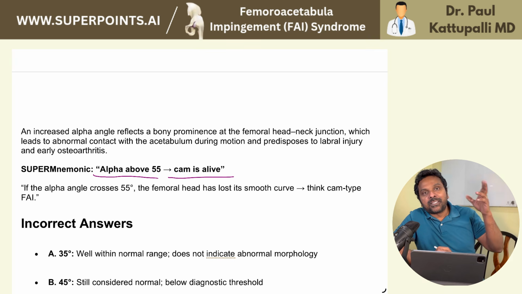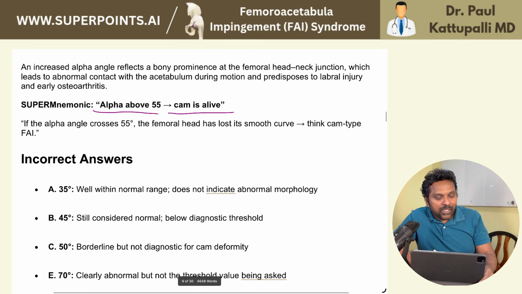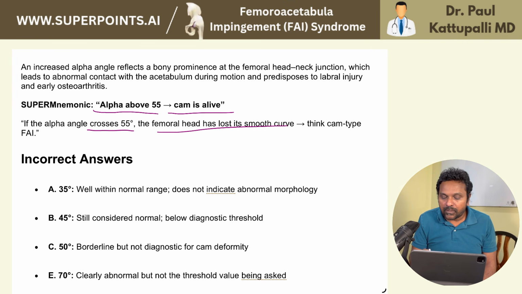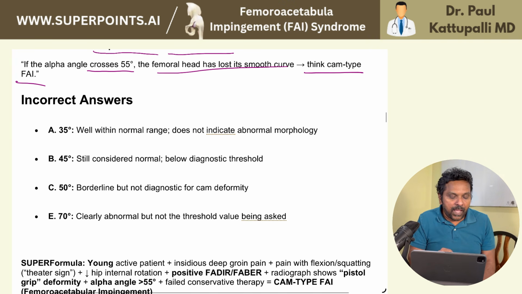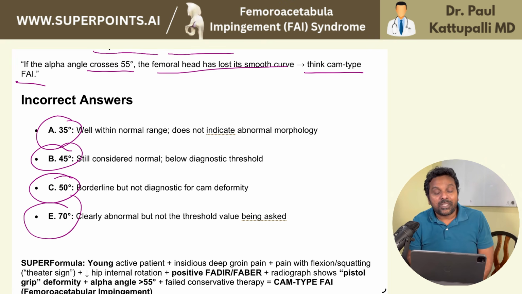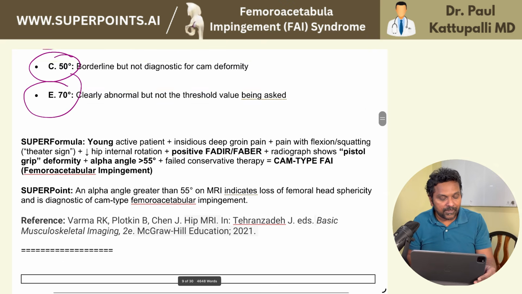So if there is any suggestion that alpha is above 55, you can pick that answer. It is CAM FAI. If the alpha angle crosses 55, the femoral head has lost its smooth curve. Think CAM type FAI. So other things, 35 is well below normal, 45 is considered normal, 50% is borderline, 70% is clearly abnormal, but not the threshold value being asked.